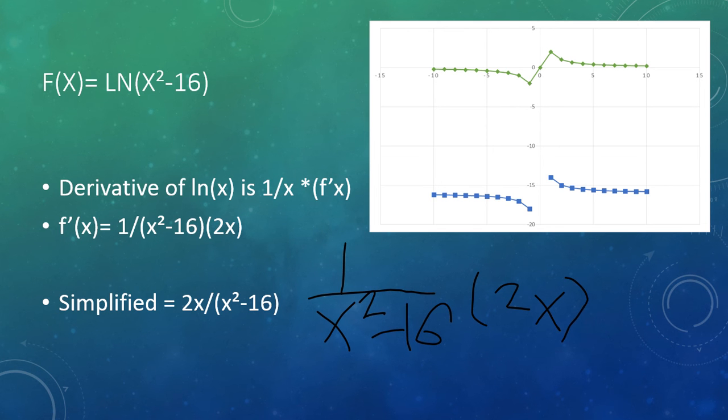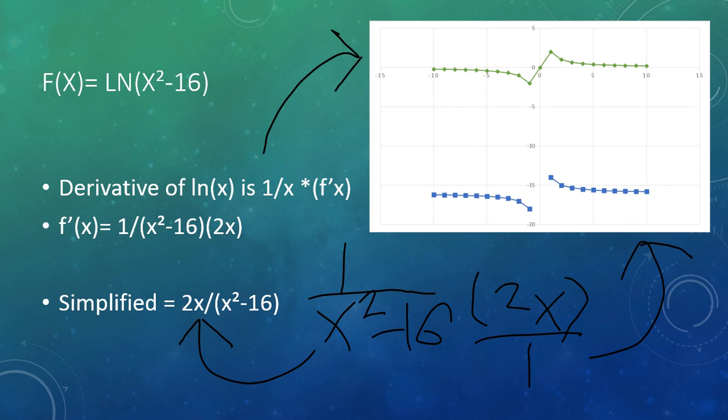So you get 1 over x squared minus 16 times 2x, which simplifies to 2x over x squared minus 16, because 2x is also viewed as just 2x over 1. So you multiply those out, simplify it, and that's what you get. And our original function would be this green line up here, and the derivative, which is this, is the blue line down here.